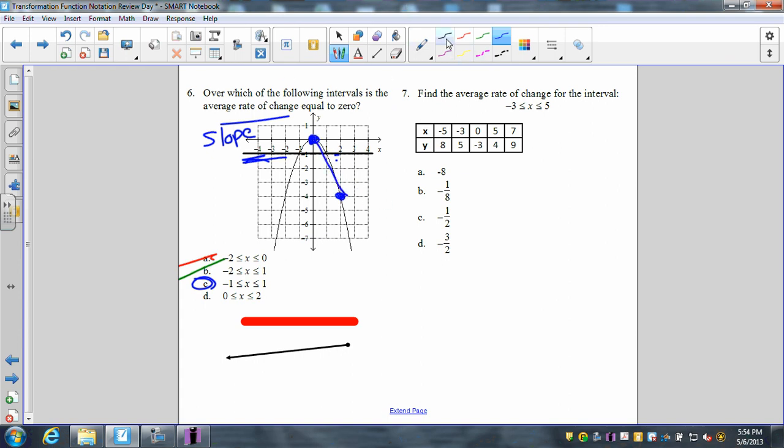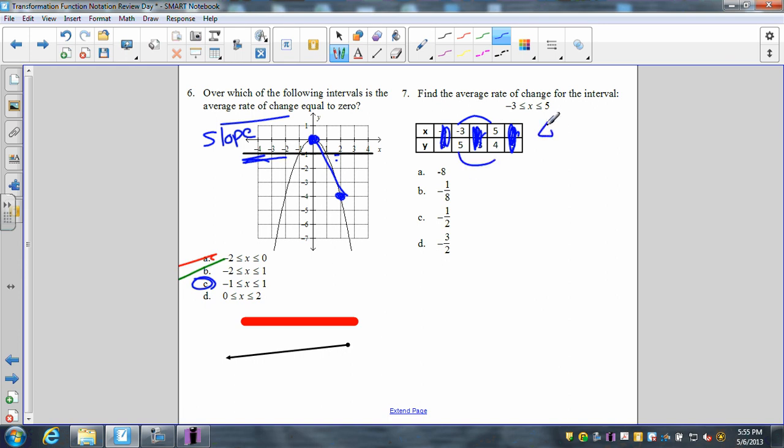Number 7, find the average rate of change of the given interval, from -3 to 5. You don't worry about these other points. Don't worry about that point. You only care about from -3 to 5. So you went from 5 to 4.